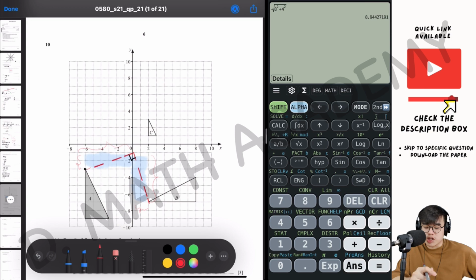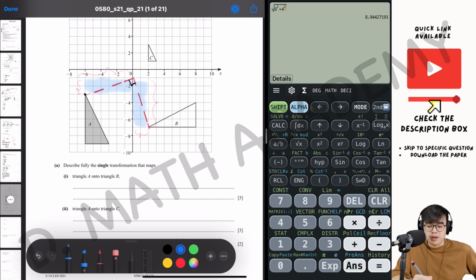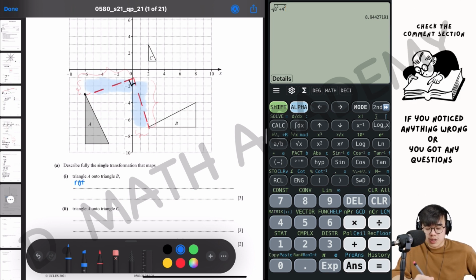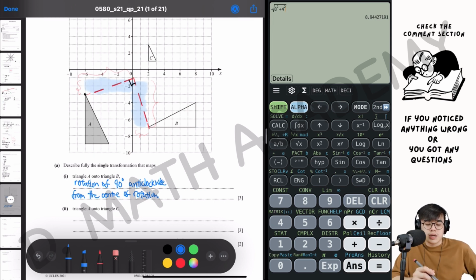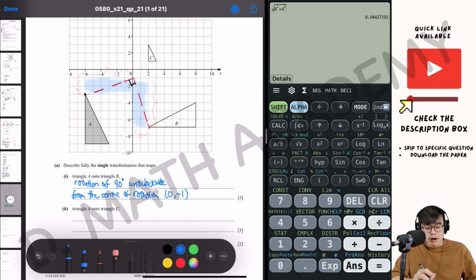Where is the center of rotation here? So now that we know the center of rotation, you have to describe it. I can say that this is a rotation of 90 degrees. Then you have to check, from A to B, it means it's anti-clockwise, from the center of rotation. That is actually (0, -1), and that will be our final answer.